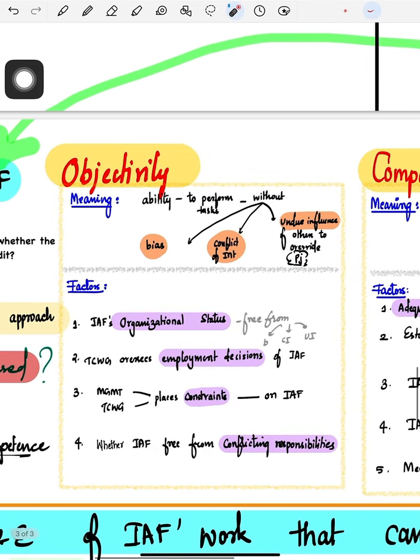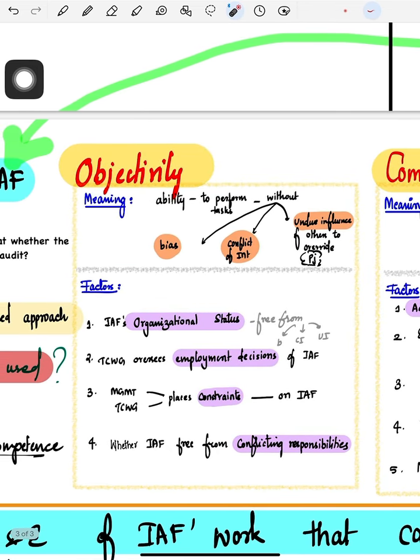So objectivity means the ability to perform tasks without bias, conflict of interest, or undue influence of others to override your professional judgment. So that is the meaning of objectivity. So you should be able to perform your tasks without bias, without conflict of interest, without undue influence of others to override your professional judgment. Then it means that you're objective.